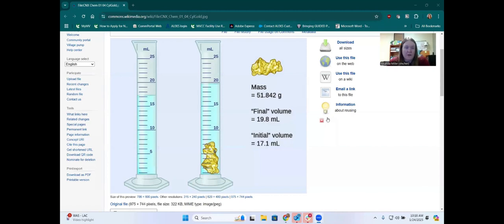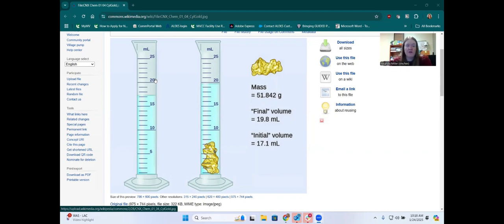Okay. So this particular cylinder is a 25 milliliter cylinder. So the maximum volume we are going to get out of this is 25. And then the next numbered value, the large lines go all the way around the graduated cylinder. That value is 20. So that means this is a gap of 5 milliliters.